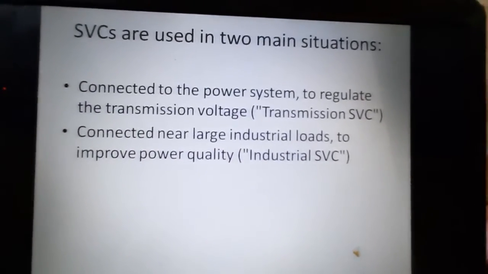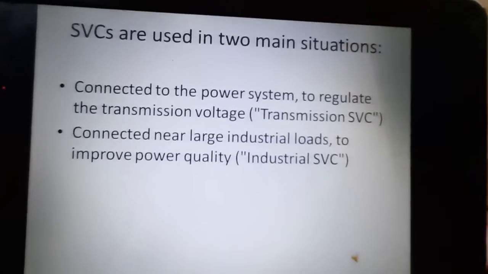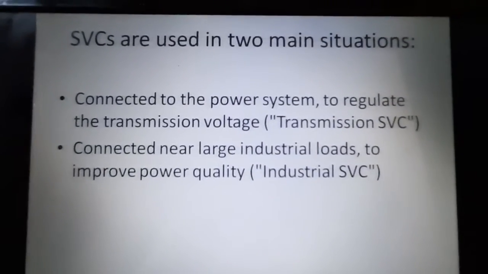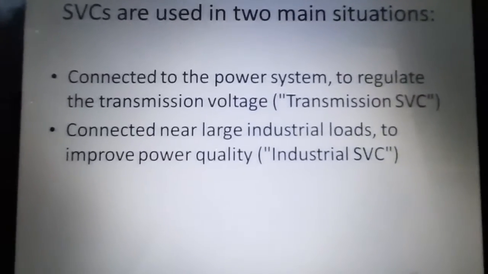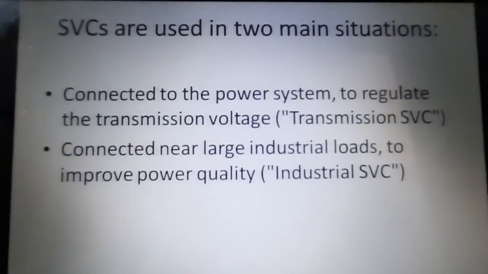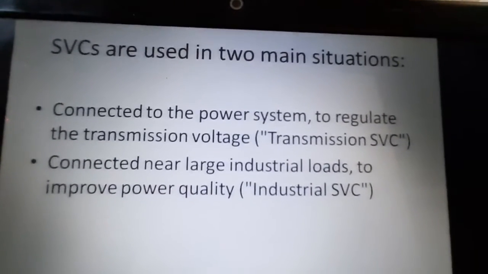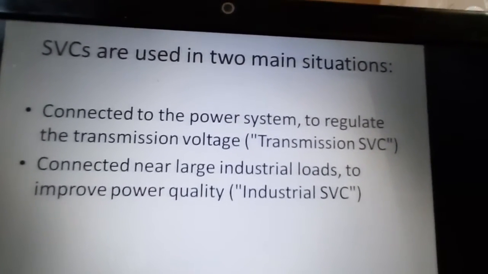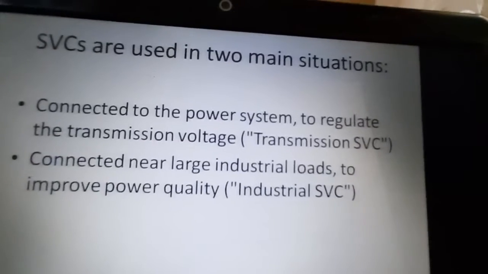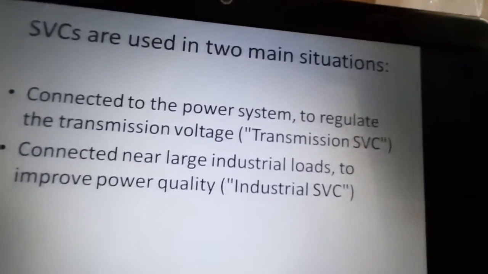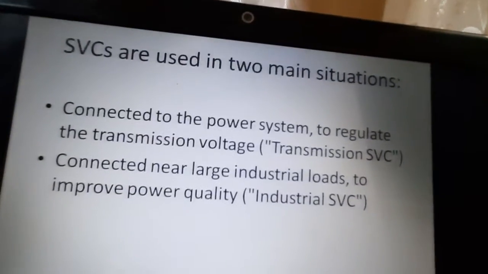SVCs are used in two main situations. When SVCs are connected to the power system for regulating transmission voltage, then it is called a transmission SVC, and when they are connected near large industrial loads for improving power quality, then it is called an industrial SVC.